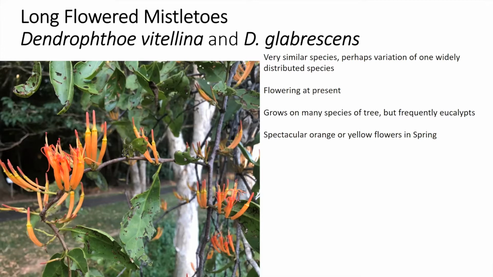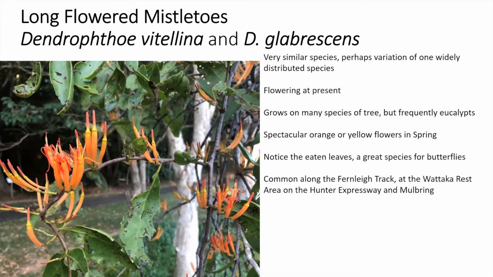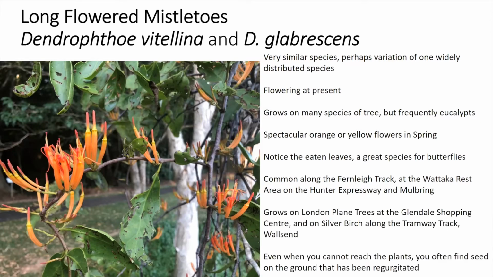And there are some places it grows around the Newcastle area, but it does grow in your area, ask Ralph. But it also grows on London plane trees in one of the shopping centres, silver birch trees, and on my neighbour's olive tree. Now, this is also an interesting one because the plants are often quite high and you can't reach them, but look on the ground, you'll often find fallen seed. So don't despair if the plants are up high.